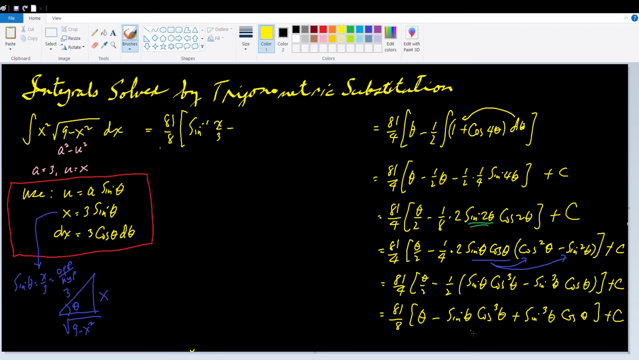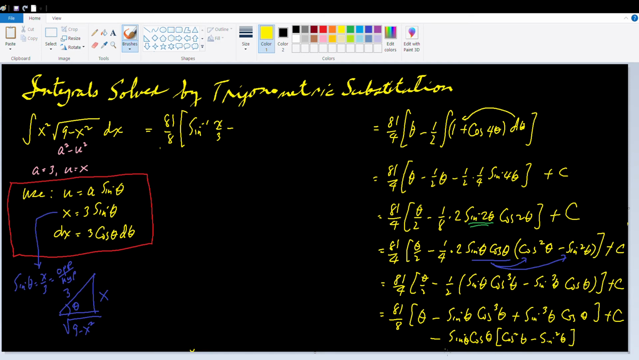Okay, let us factor sine theta cosine theta. By factoring sine theta cosine theta, what do we have here? Cosine squared theta, right? Cosine squared theta, and then minus sine squared theta. Alright?